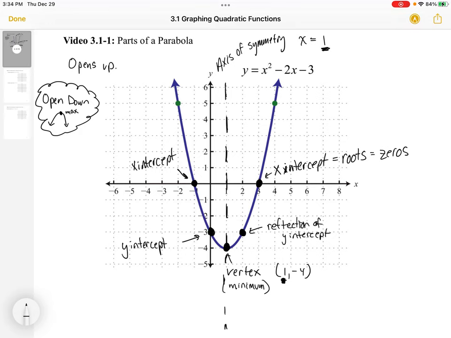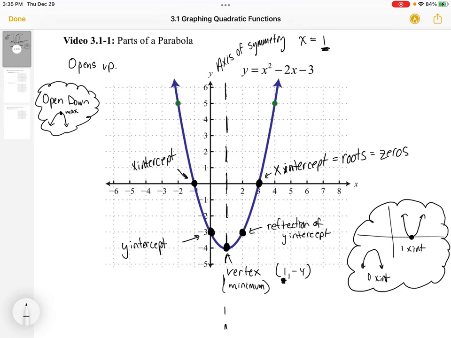That can change, however, because we can look at parabolas that have only one x-intercept. Say we have a parabola that looks like this, where its vertex is sitting right on the x-axis. Here we'd only have one x-intercept. We could also see parabolas that have no x-intercepts. Say you have one that's kind of opening downward this way. Here we'd have no x-intercepts. So sometimes it becomes a little bit more difficult to graph the 5 points.